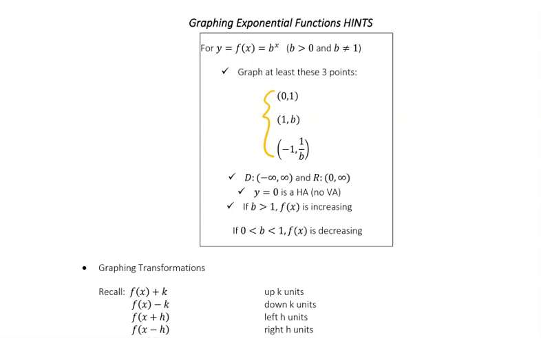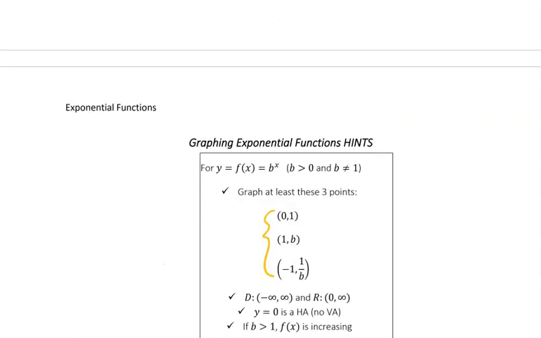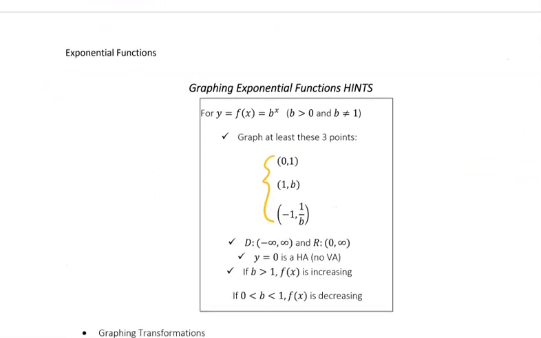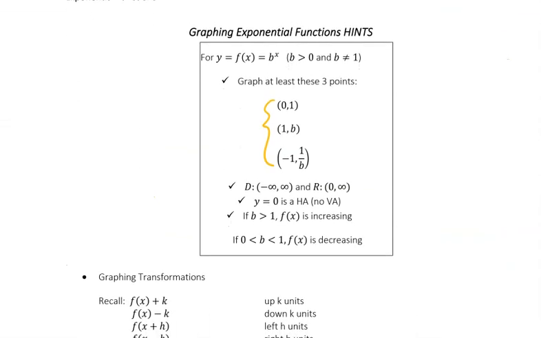Next up, if b is greater than 1, then f of x is going to be increasing. If it's between 0 and 1, it's going to be decreasing. So again, we can see that we had 2, that was bigger than 1, so from left to right, this graph was increasing. Then we had 1/3, which was between 0 and 1, and from left to right, this graph was decreasing. So that gives you a basic shape to start with.